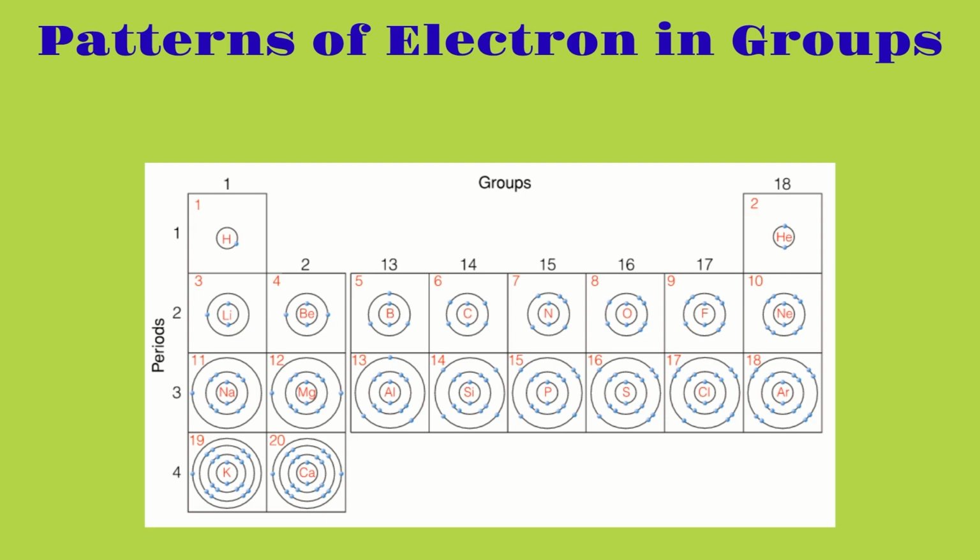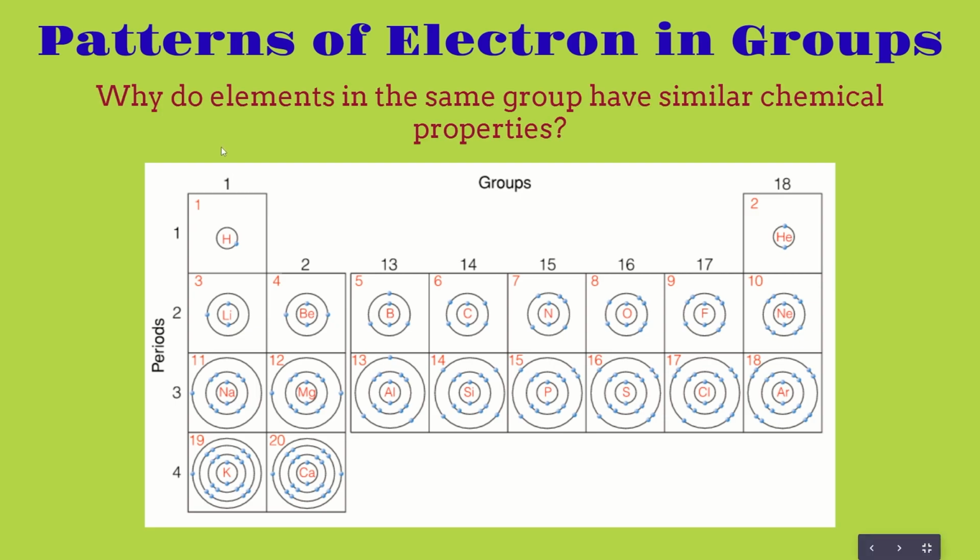So, patterns of electrons inside of groups. Groups are the columns inside the periodic table, so we can see that there are groups 1, 2, 3, 4, all the way to 18. Groups are the vertical columns, and then there are also periods, which are the rows. So there are rows 1, 2, 3, 4, and so on until the table ends. So these are groups and rows.